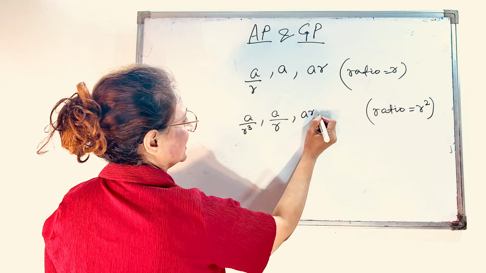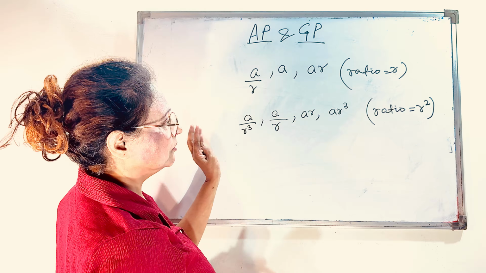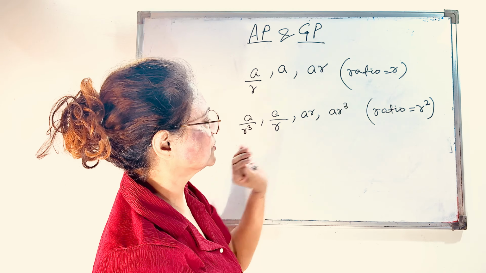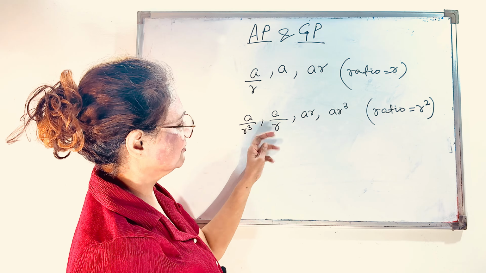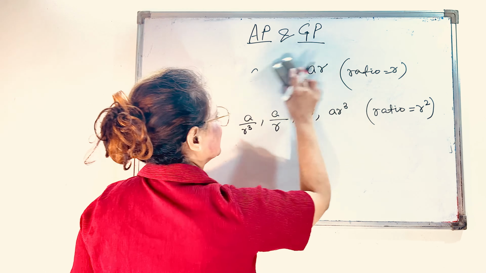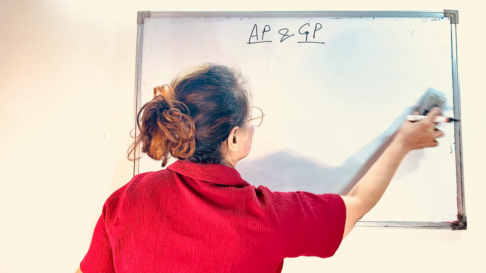And for 5 terms, again it will be the same thing. So for even, the ratio is R square; for odd, the ratio is R, and we write the middle two terms A by R, AR, and then since the ratio is R square you can figure out the rest. Got it? I think that's all in the theory portion.